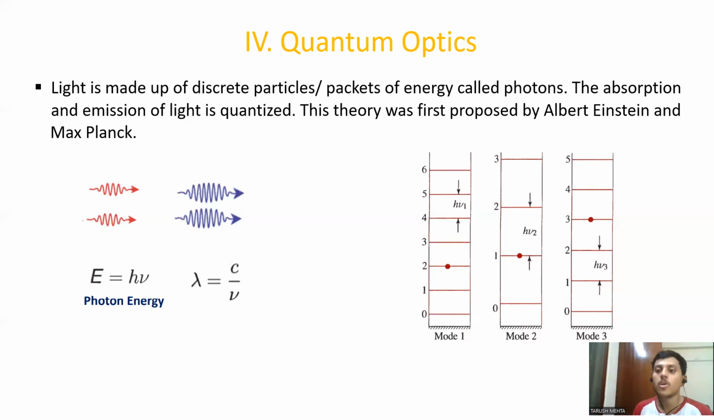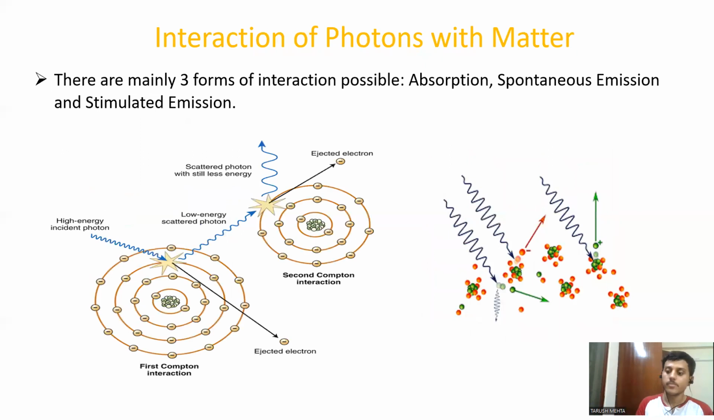And this theory was first proposed by Albert Einstein and Max Planck. The theory of electromagnetic optics was first proposed by James Clerk Maxwell. So in order to understand quantum optics, or how photons interact with matter, we need to study three basic quantum mechanical phenomena, which are absorption, spontaneous emission, and stimulated emission.